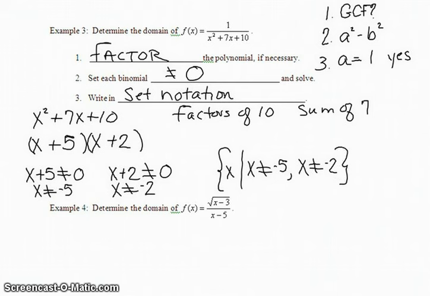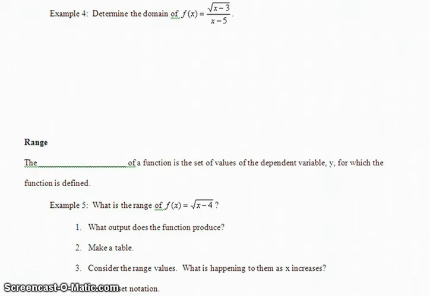Easy as that. I'd like you to pause the video and give example 4 a try and see how you do. Remembering we cannot have a negative under the square root and you cannot have a 0 in the denominator. I'll see you in a few minutes when you're ready to check your answer. Okay, let's see how you did.